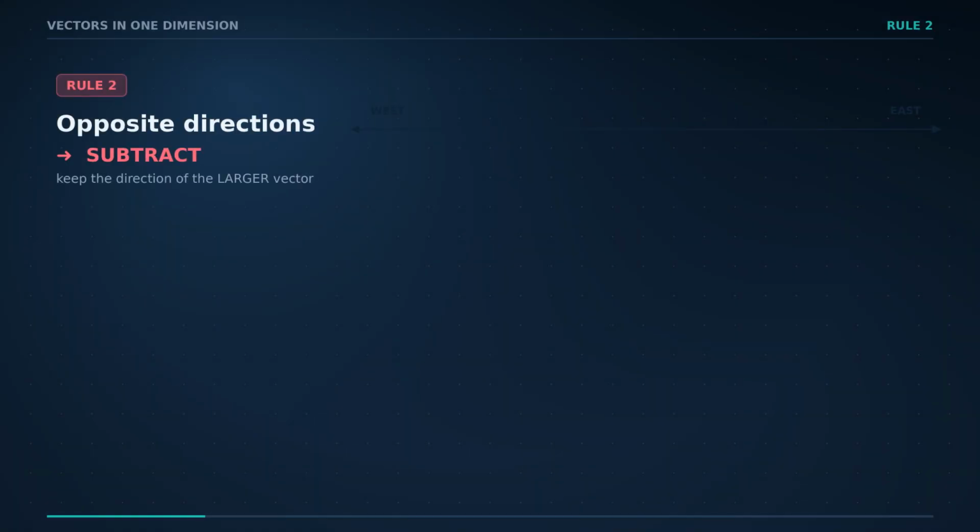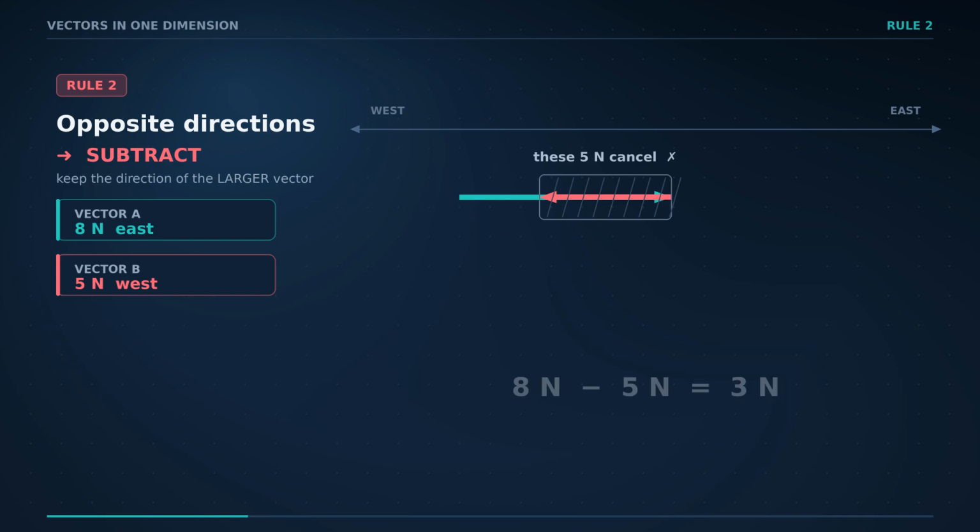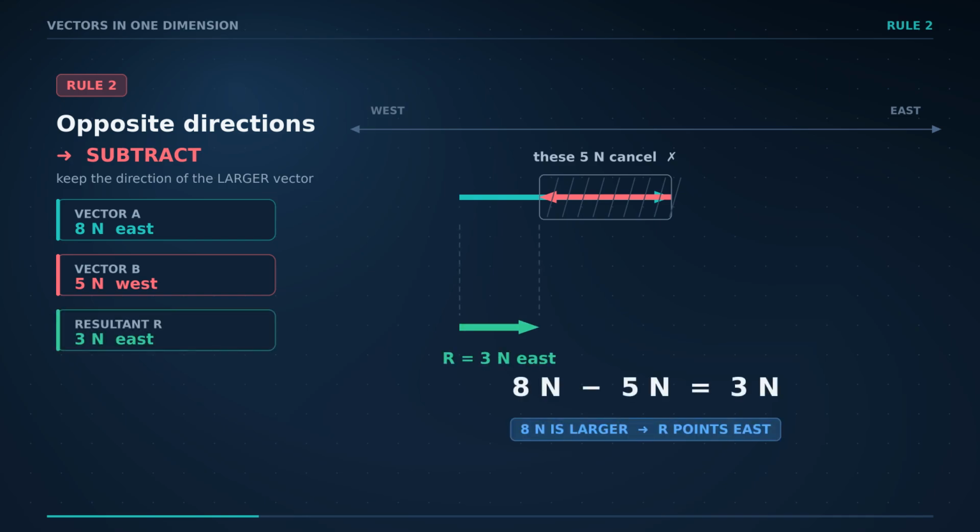Rule 2. When vectors point in opposite directions, subtract the smaller magnitude from the larger one and keep the direction of the larger vector. Now, let vector A be 8 newtons east and vector B be 5 newtons west. 8 minus 5 is 3. The resultant is 3 newtons east because the 8 newton vector is the larger one. The 2 vectors partly cancel each other out.